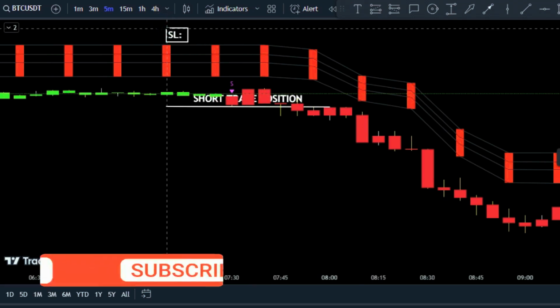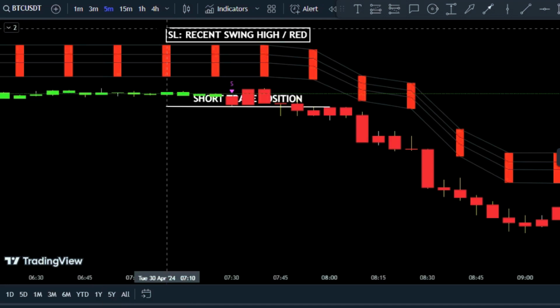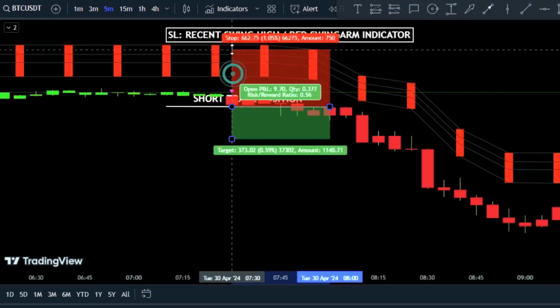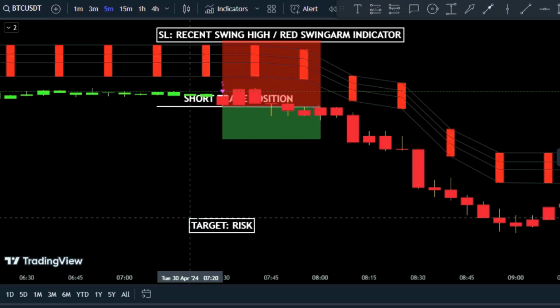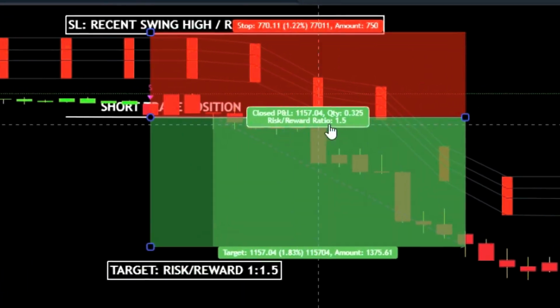Now, just like with buy trades, you want to manage your risk with a stop loss. In this case, place it above either the recent swing high or the Swing Arm ATR Trend Indicator, depending on the market conditions. And to lock in those profits, set your take profit target at 1.5 times the risk of your trade, just like we did for buy trades.